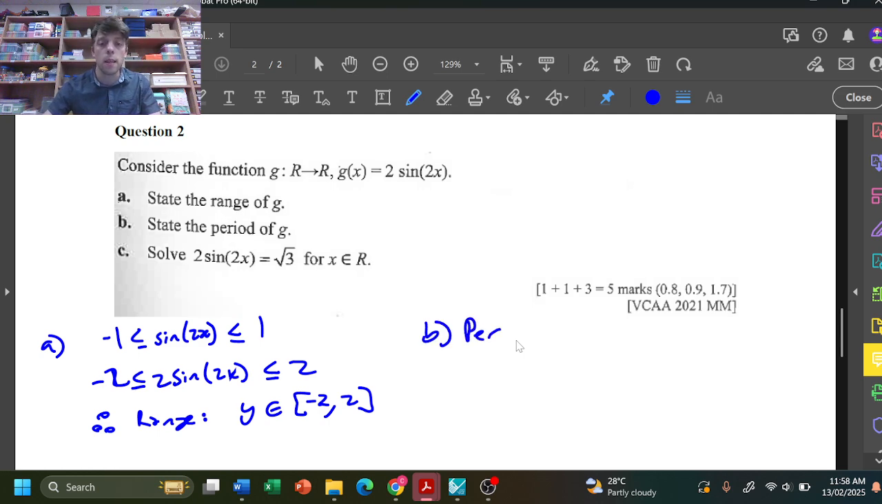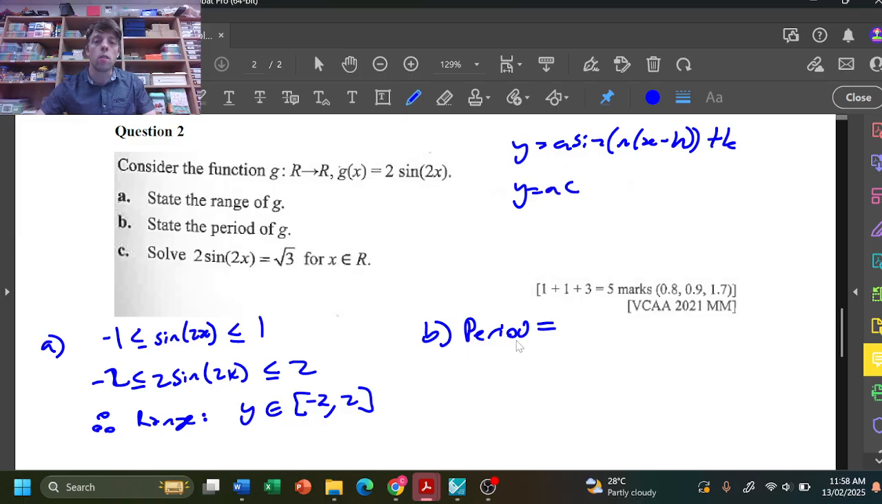Okay, part B, we're required to calculate the period. Now, whenever we're trying to find the period of a function that looks like, for example, y equals a sine of n of x minus h plus k, or y equals a cosine of n of x minus h plus k, where a is the dilation factor, and n is what affects the period. So a is going to be the dilation factor away from the x-axis, and n is going to be the dilation factor away from the y-axis.